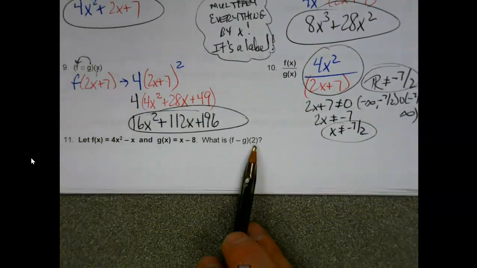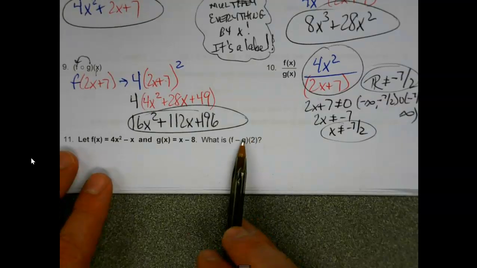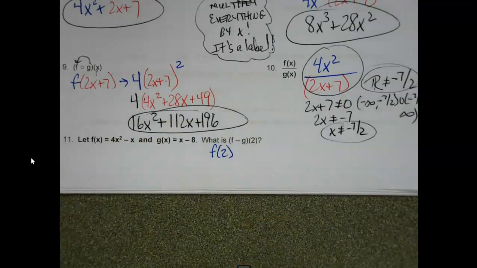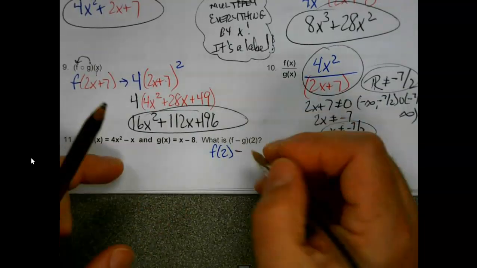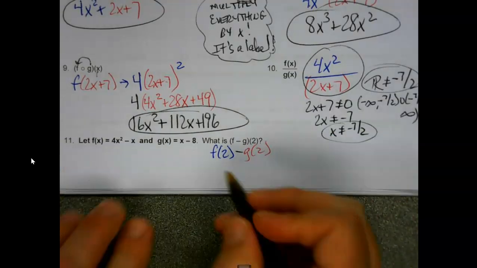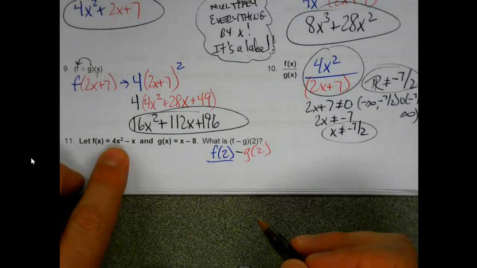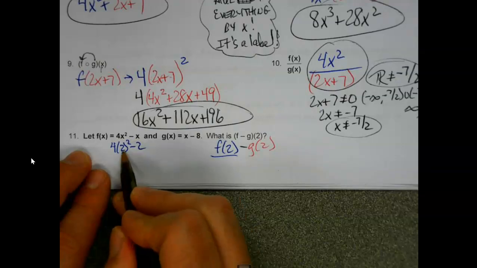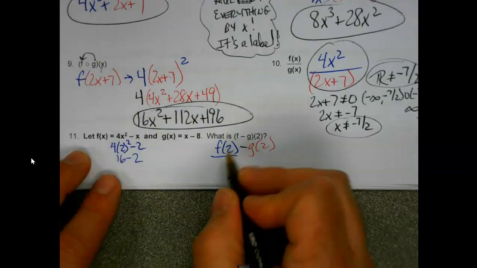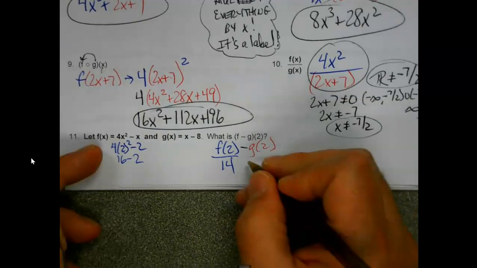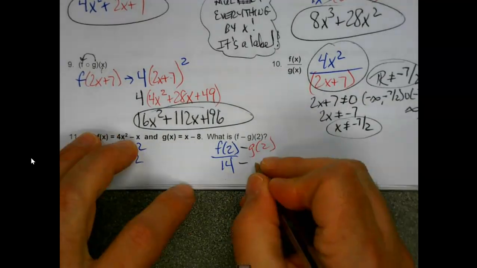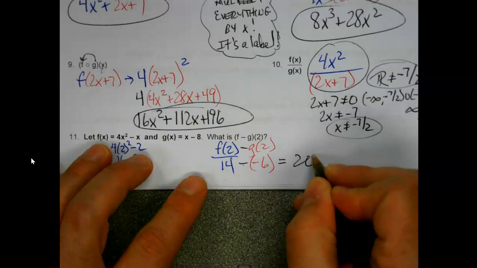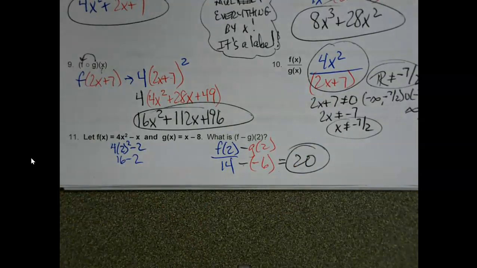All right. What happens if there's a number here again, Hardy? Am I supposed to? No. We're plugging in the 2 for both f and g. So f of 2. Okay, so 2 squared is 4 times 4 is 16 minus 2 is 14. And 2 minus 8 is negative 6. Be careful. Minus a negative is plus. And we're off and rolling.